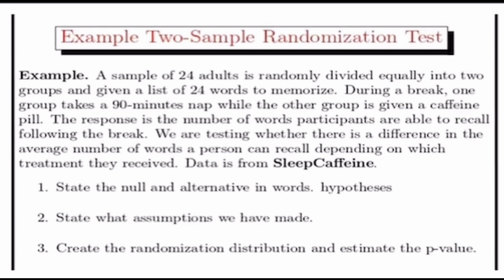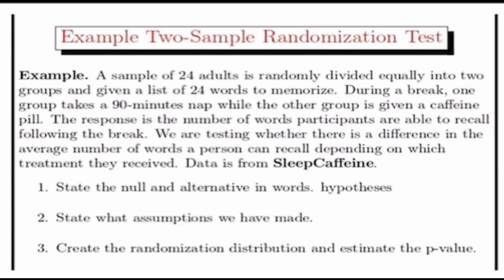This is another question. A sample of 24 adults is randomly divided equally into groups, and they give them a list of 24 words to memorize. Look at that, 24. I want to partition them into 12 and 12. If you do 24 factorial divided by 12 factorial, this is going to go into billions. Your computer can never handle that, because the unique arrangements are going to be so huge.